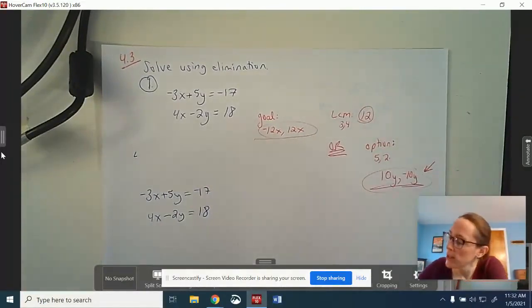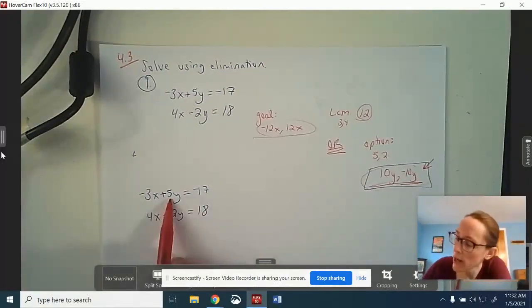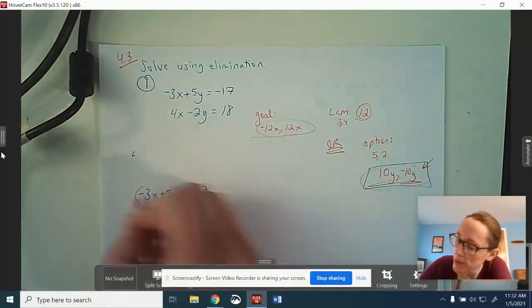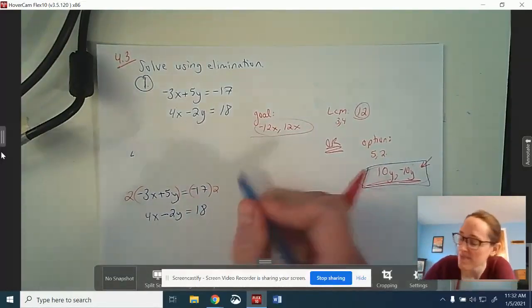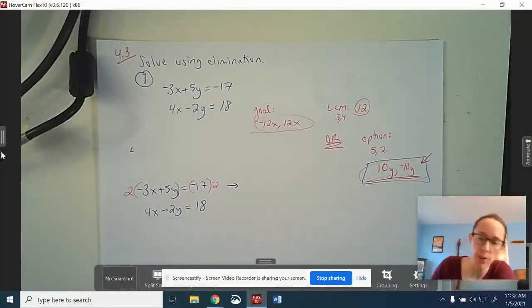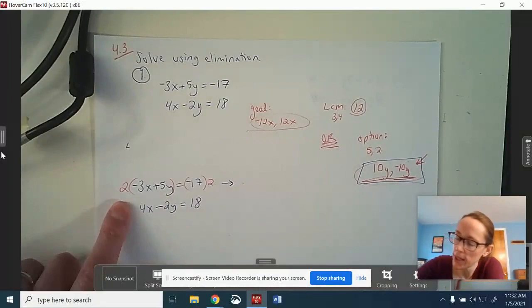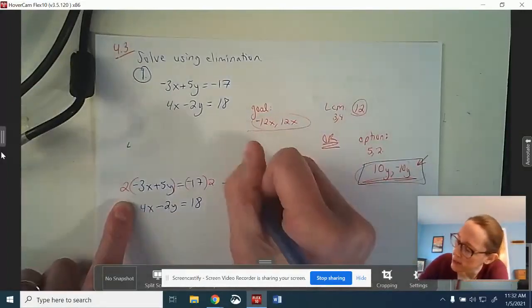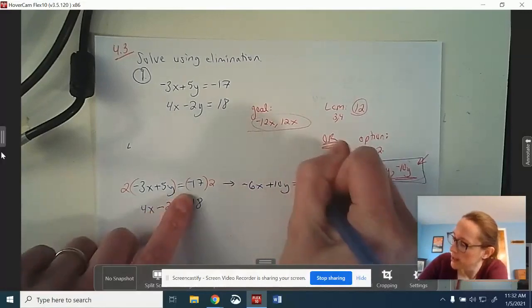So we said we're going to aim for 10y and negative 10y. To make 10y happen here, I'm going to multiply both sides by 2. And what I'm going to do just to save space is I'm just going to go ahead and put that right next door. So instead of recopying and recopying and recopying, I'm just going to put that next door. So that's going to give me negative 6x plus 10y equals negative 34.